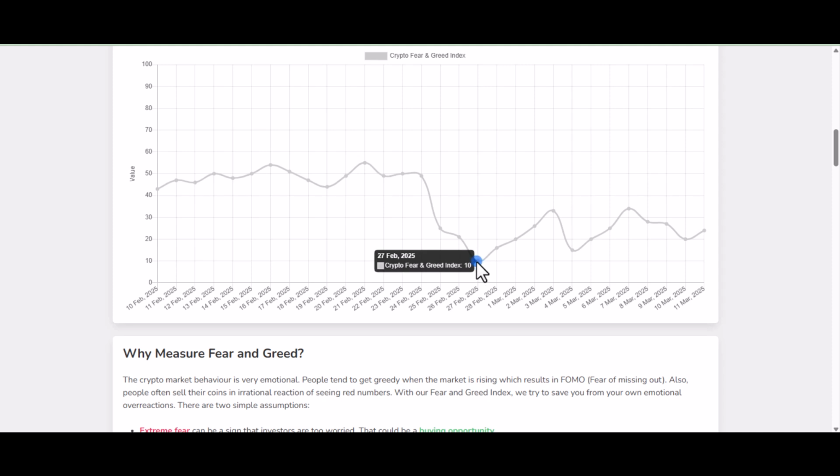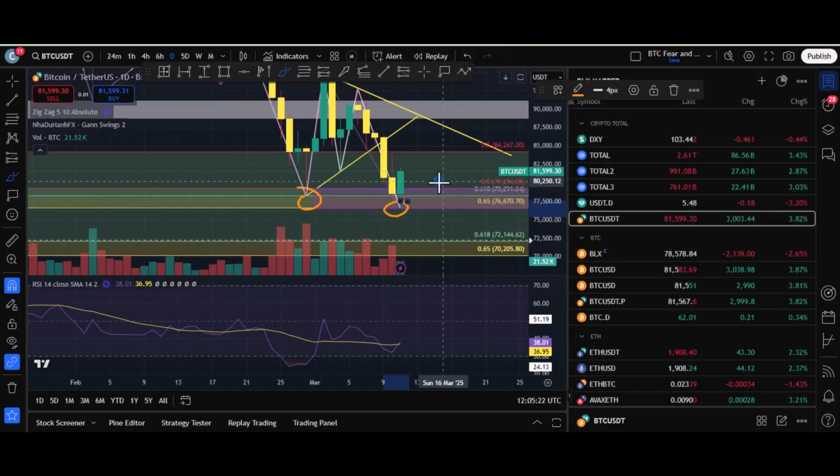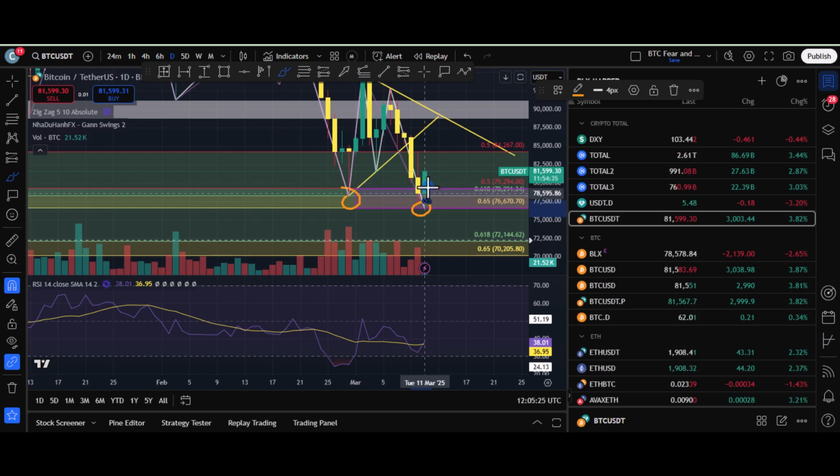So that 28th of Feb, the fear was at 10, so we were in extreme fear, but today it's at 24, so that's quite interesting. We've got some divergences there as well. That combined with the volume makes the case for quite a good potential, not necessarily a reversal, but a bounce at least. So let's see how that unfolds really.